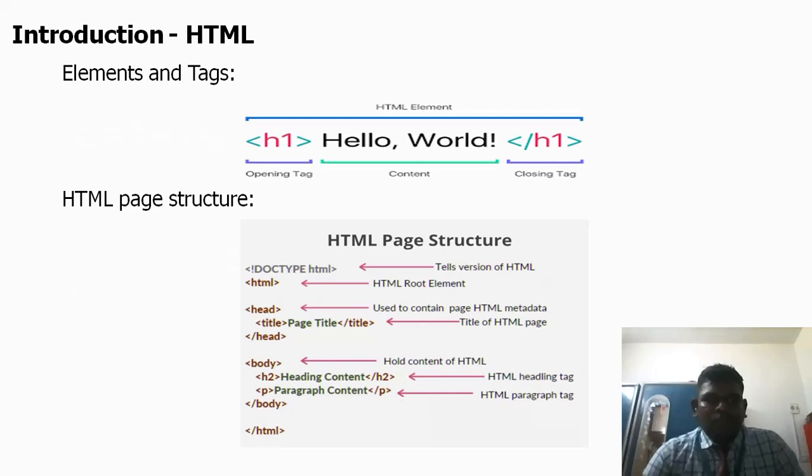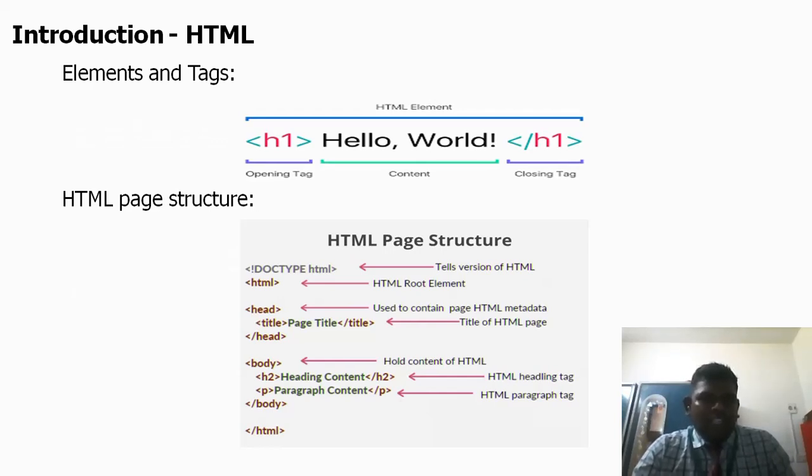This is the basic element and tag of HTML. First, we have to open the tag h1 and close the tag. In between, you have to type your content. For example, we type hello world, then the opening tag and slash h1. This is a closing tag. This is the format, that means opening tag and closing tag. Then whatever content you want, you write your user-defined content. This is an element and tag.